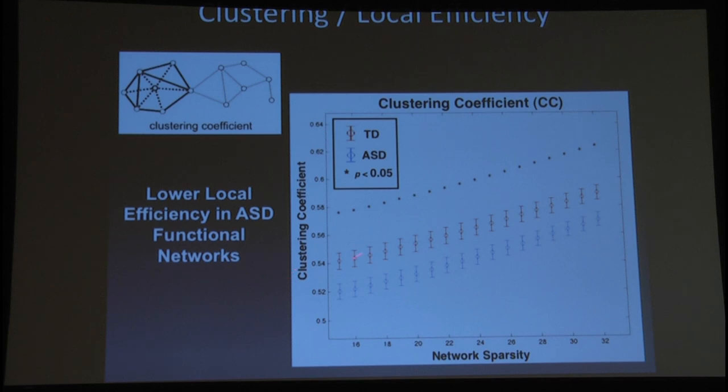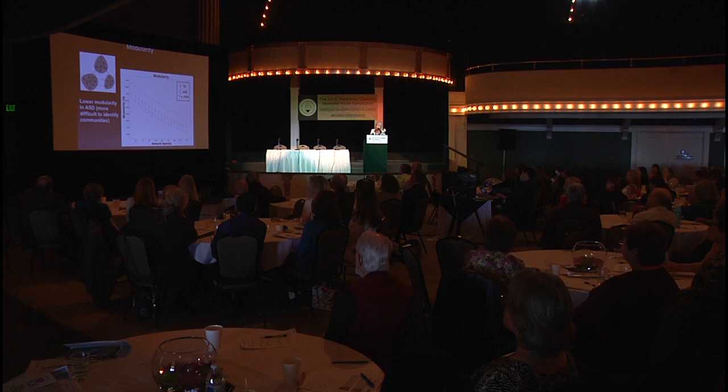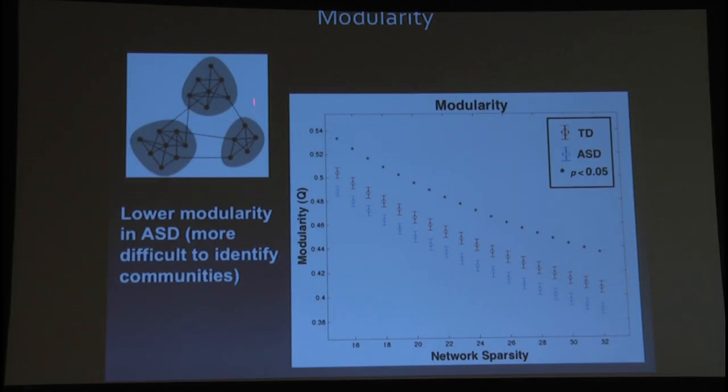And we look at it across, I'm not going to describe network sparsity for you, but I think that you can appreciate that there is greater clustering for typically developing kids compared to autism all across the board. So that means locally, there is less efficiency in the network. But I think what's more critically important is modularity. The ability to form segregated modules, again, is greater in TD kids compared to ASD kids. But I want to show you a way of visualizing it that I think will make more sense to you.